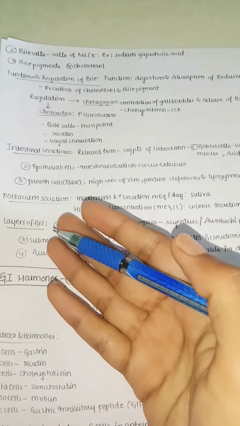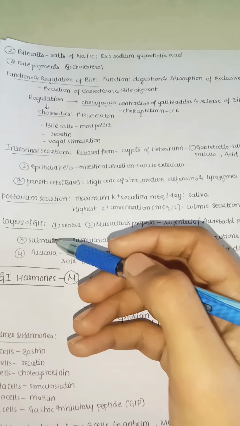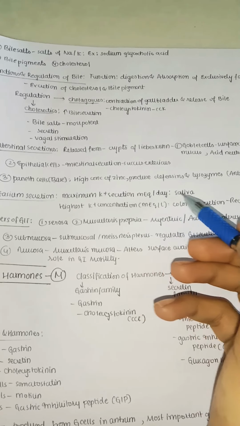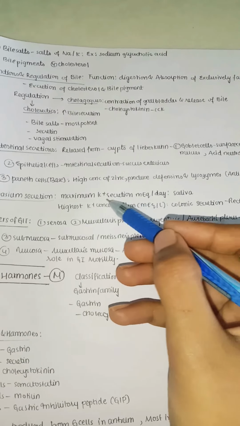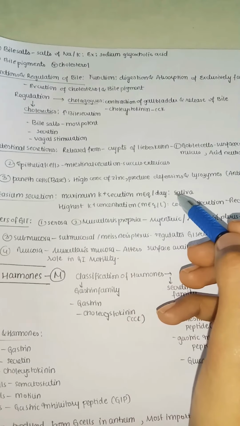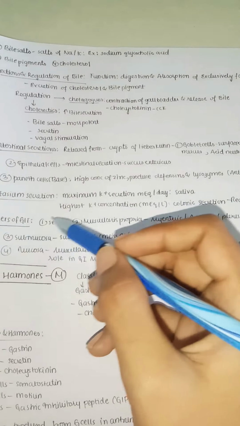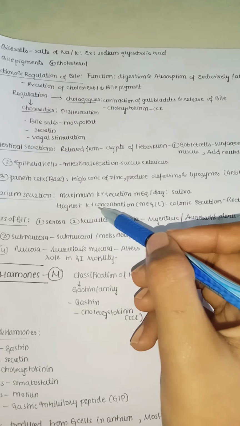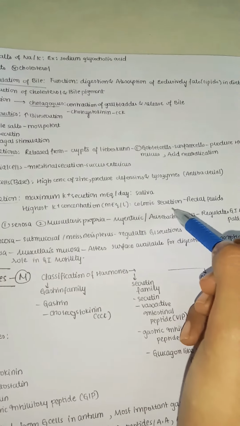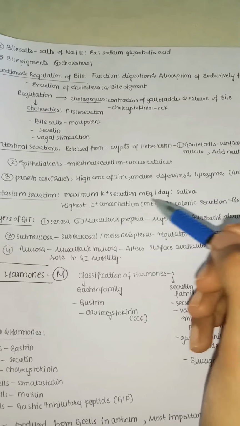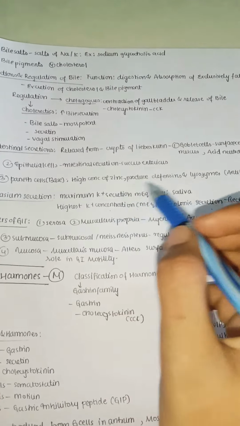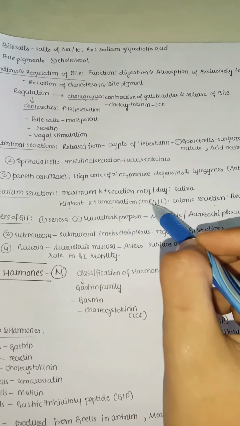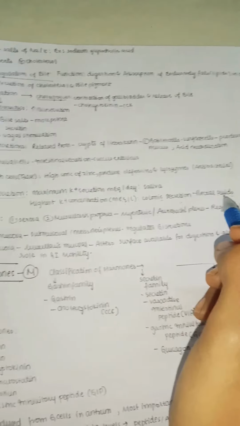Now we have to see the potassium secretion. Maximum potassium secretion in milliequivalents per day is from saliva. S for S, maximum secretion of potassium is in saliva. The highest potassium concentration in milliequivalents per liter, C for C, is in colonic secretion, also called rectal fluid. So it has the maximum potassium concentration. Saliva has the maximum potassium secretion in milliequivalents per day, and in milliequivalents per liter it is colonic secretion, rectal fluids.